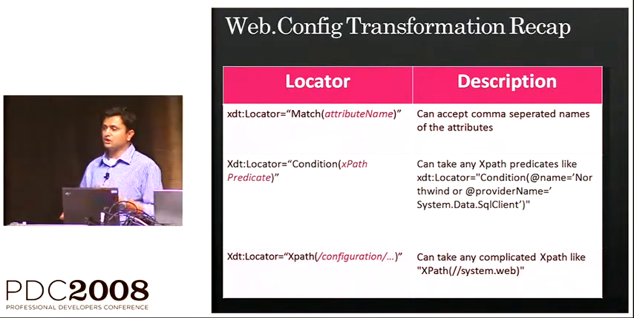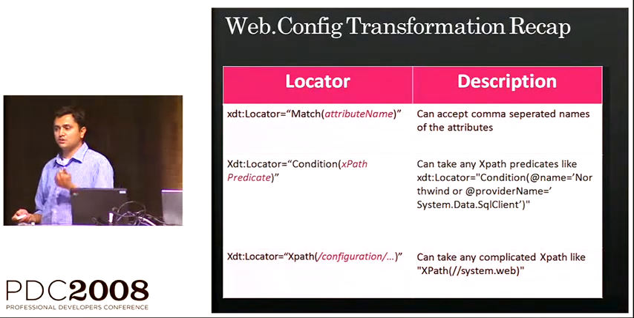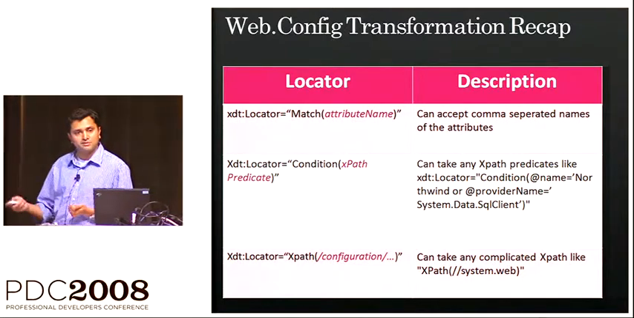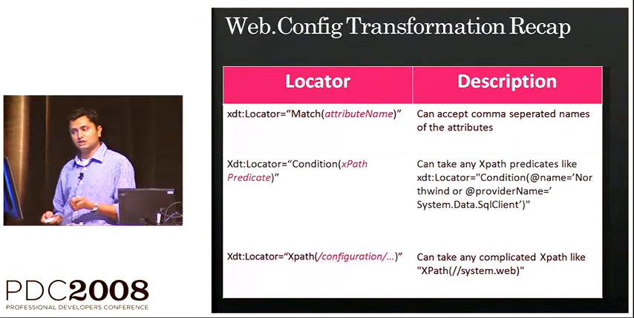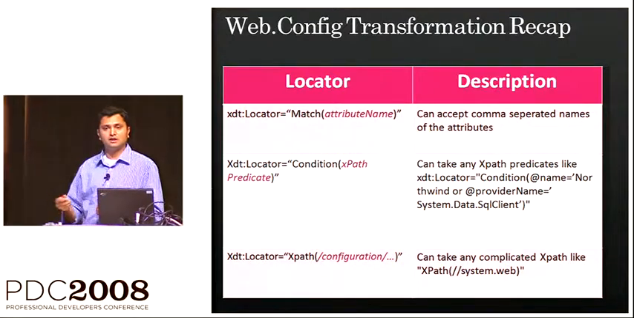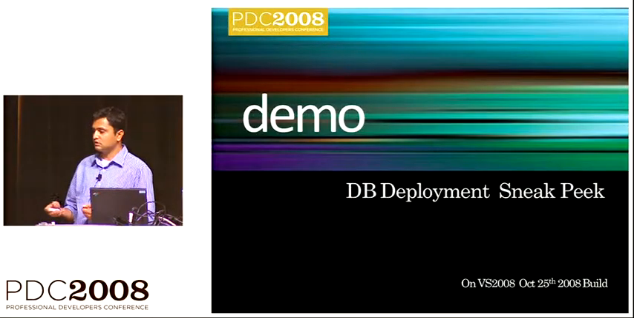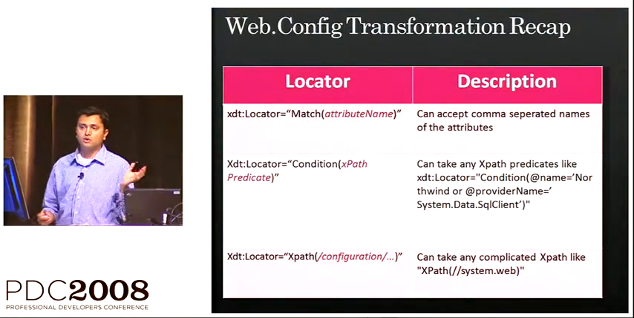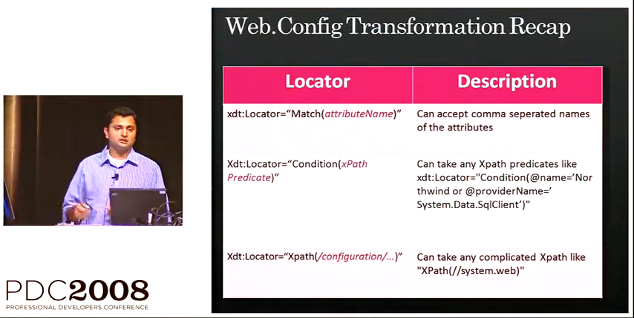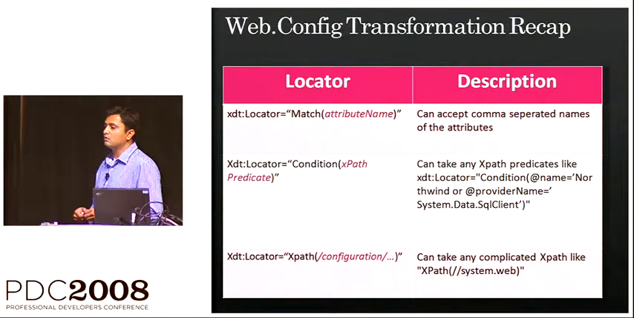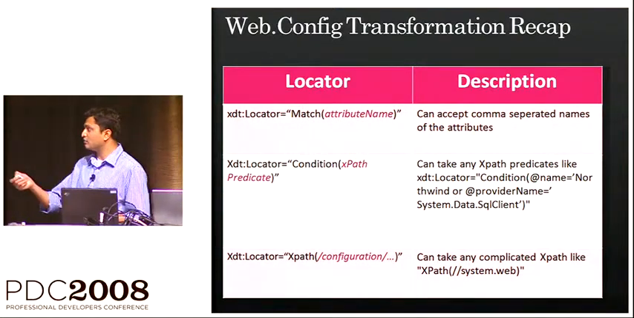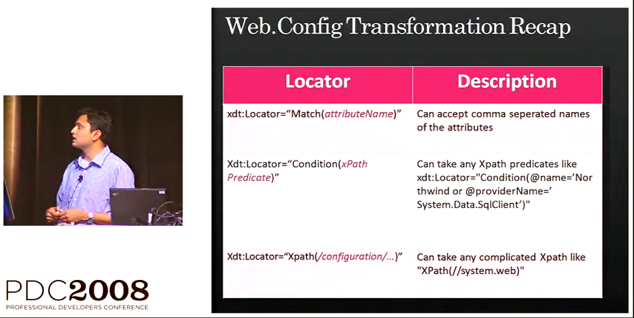Then locators, we've got 3 locators available. Match, which is going to match on the attributes, which are comma separated values. We've got condition, which is basically the name XPath condition, and an actual XPath, where you can provide whatever XPath that you want to. So that is a pretty awesome feature. A lot of people have loved that, whoever has tried working on that.